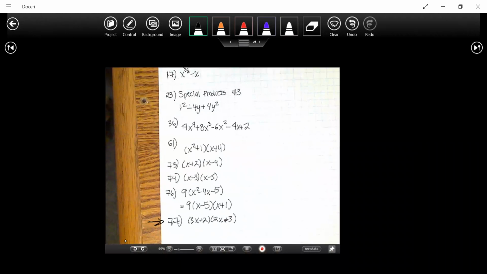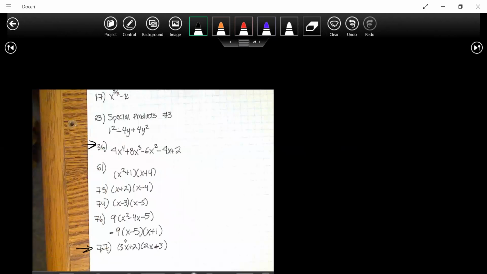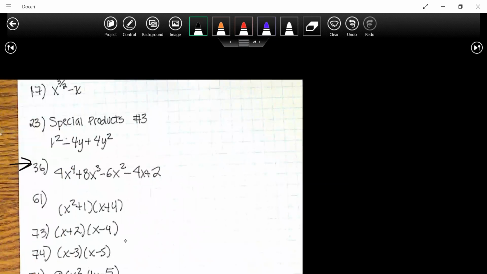77, 36, 36, so 37, 77, 36. So let's do 36. So 36 is a really, really long problem. You have a large polynomial that you're multiplying by. So I'm going to try to write this out. I'm going to erase this a little bit just so you guys have a little bit more room.